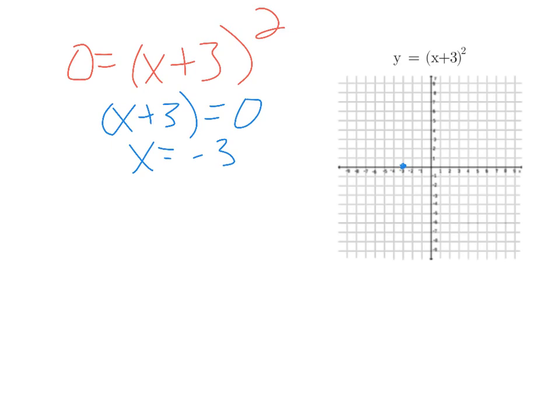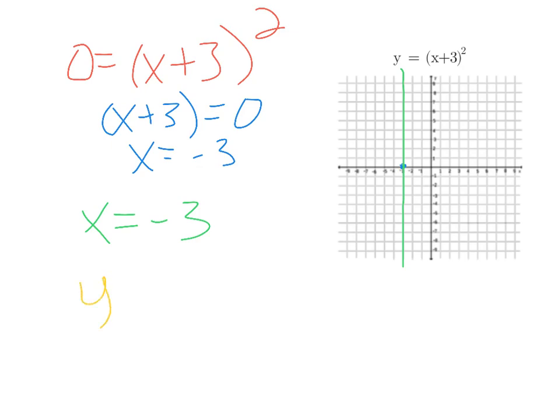Well, since I know that the vertex lies on the axis of symmetry, I don't have to go any further to find my axis of symmetry. I can just draw the line down through it, and I know that my axis of symmetry is the line x equals negative 3. Now I need to find other points on both sides of my axis of symmetry in order to graph my parabola. One of the easiest points to find is always going to be the y-intercept.